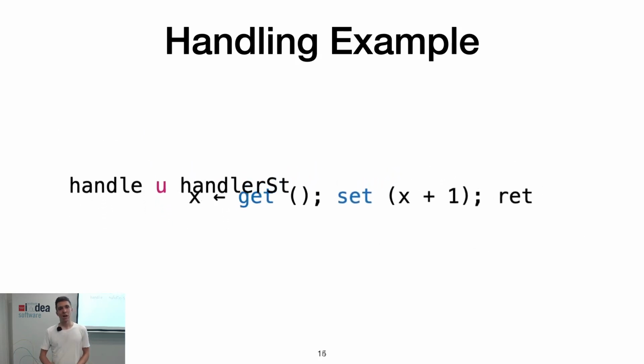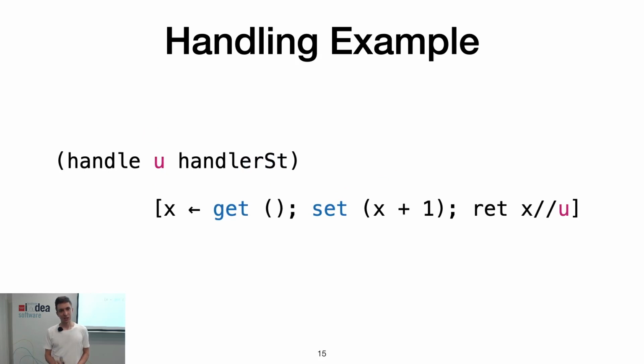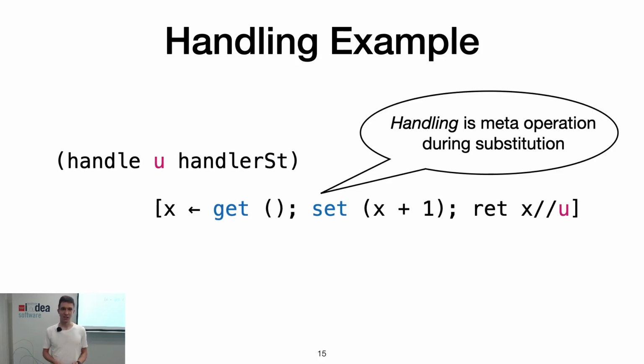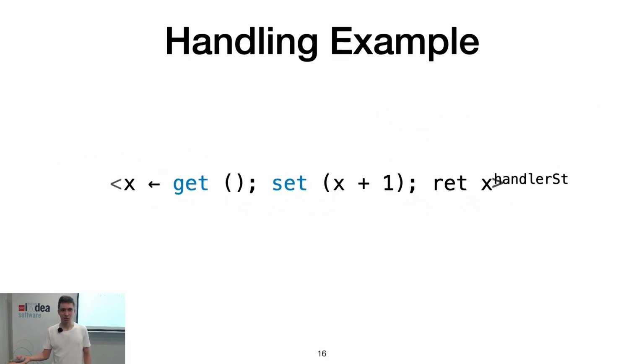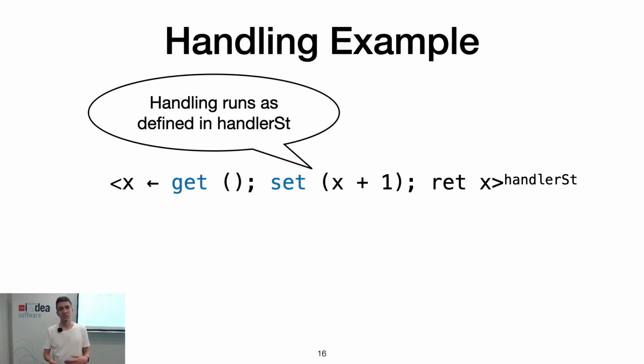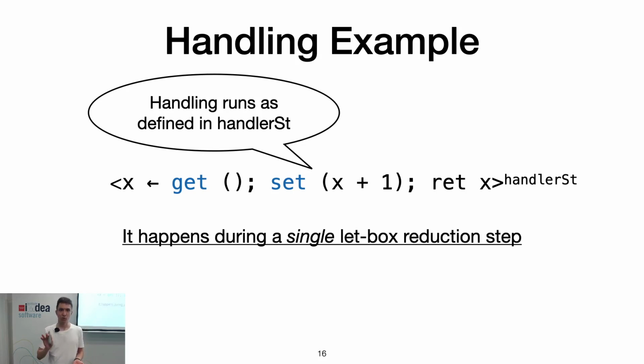Let's do it. So the way the reduction works is that we take this computation of Tinker from under the box, and then we substitute it for the variable in the handling term. Handling then is defined as just a meta operation during a substitution. It's not a standalone thing. And we reduce it accordingly. We do the substitution, and it's a meta operation. And then it runs as defined by handler st, as you would expect. It all happens during a single beta reduction step. There is no separate reduction for handler.